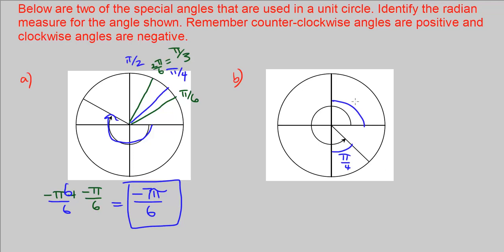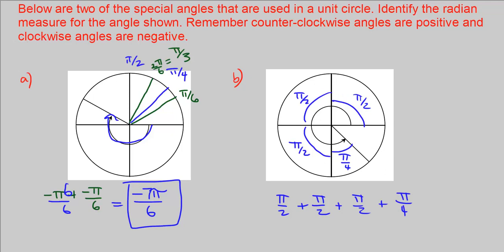This one right here, we know starting at 0 to this much is pi over 2. This right here is another pi over 2. And this right here is a pi over 2 region. So the angle, if we add them all up, is going to be pi over 2 plus pi over 2 plus pi over 2 plus pi over 4. Okay, pi over 2, pi over 2, pi over 2, pi over 4.